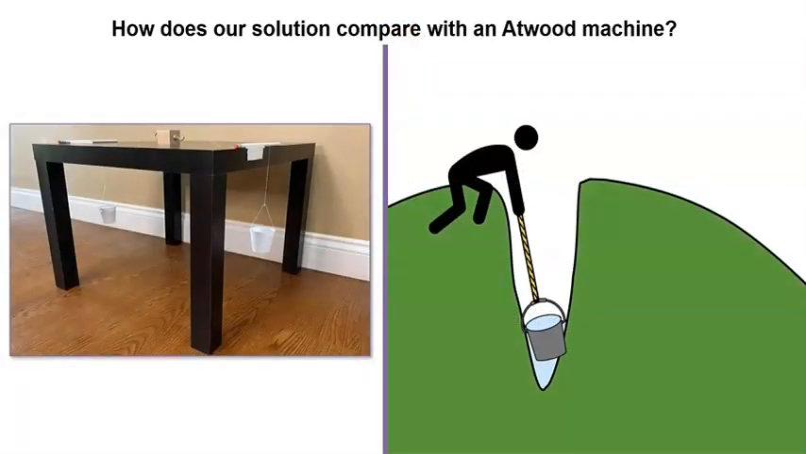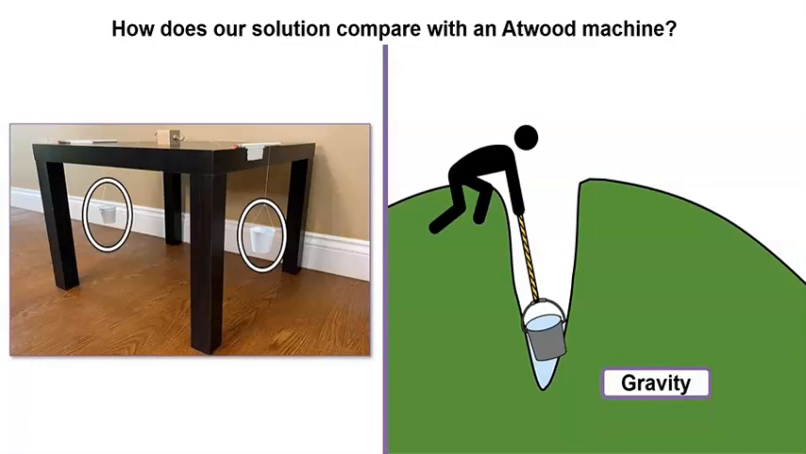How does our solution compare with an Atwood machine? Shout out your answer. Pulling on a bucket with a rope is like the strings that pull the cups in an Atwood machine. When the blocks move to the right, the string on the left pulls the cup on the left side up. Gravity also pulls down on both the bucket and the cups in an Atwood machine. Awesome.